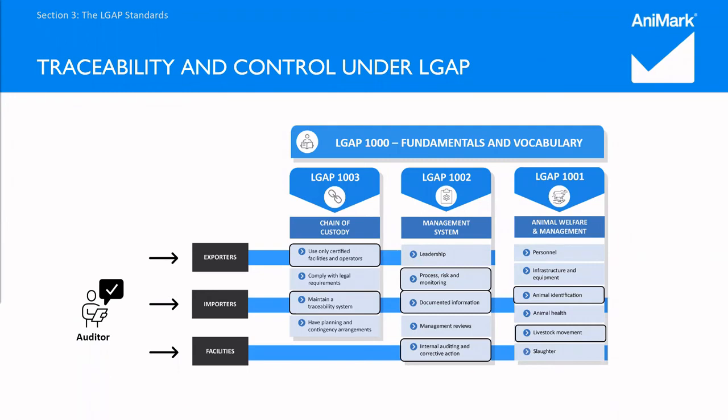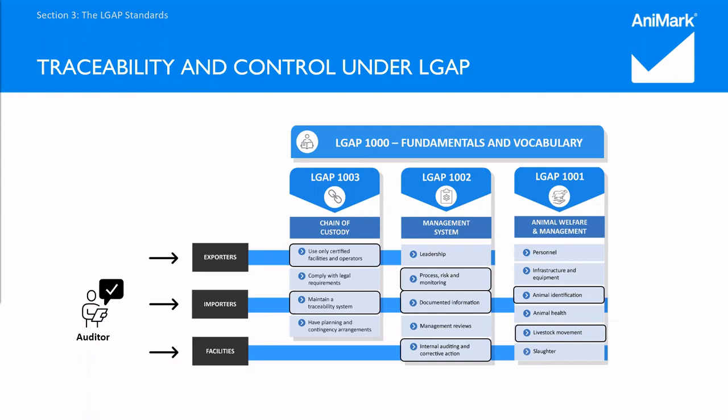Traceability and control under ESCAS is based on a supply chain model which considers consignments and relies on declarations signed by exporters. LGAP takes a more holistic approach to control and traceability and considers internal traceability and external traceability and places auditable requirements on all parties in the supply chain which contribute to control and traceability.